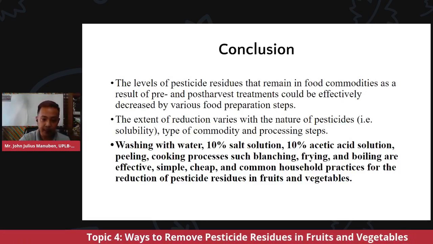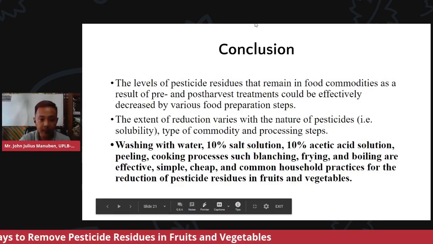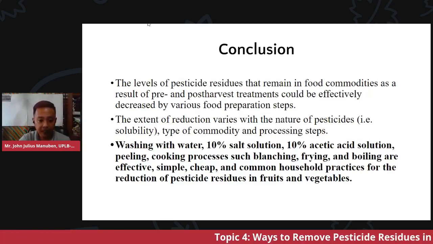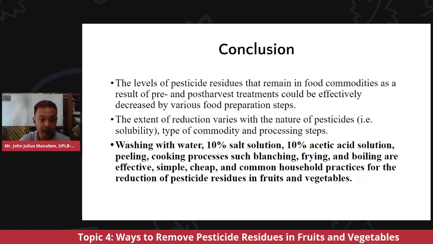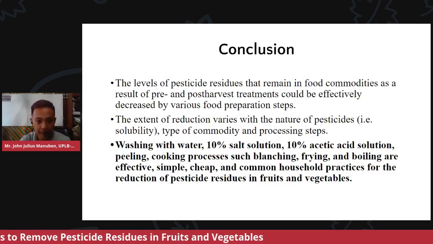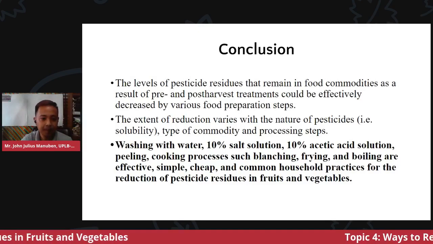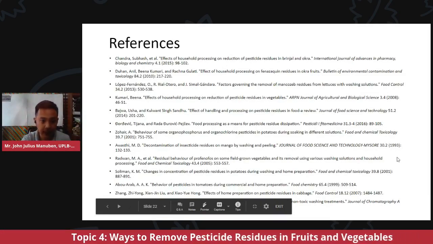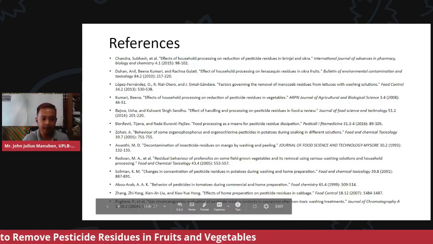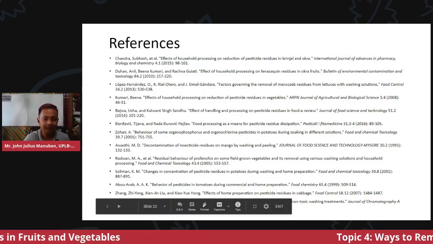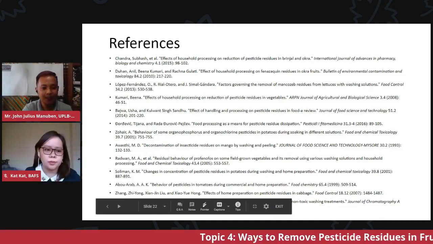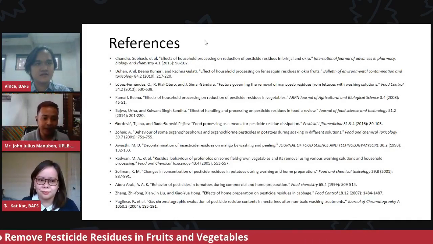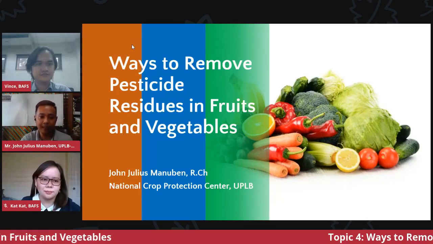Washing with water, 10% solution, and washing with acetic acid solution, peeling, cooking processes such as blanching, frying, boiling are effective, simple, cheap, and common household practices for the reduction of pesticide residues in fruits and vegetables. So, I think yun na yung last. So, last slide lang natin is yung references if you want to look for these experiments. Ayun, dito na nagtatapos. I hope may natutunan tayo dito sa ways to remove pesticide residues. So, these are simple and magagawa natin sa loob ng bahay.